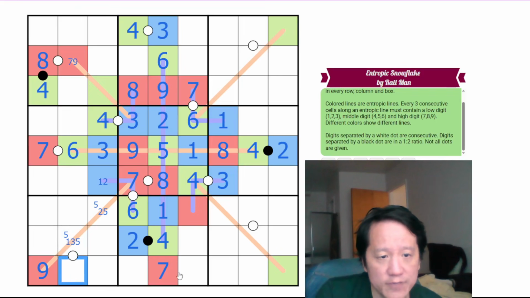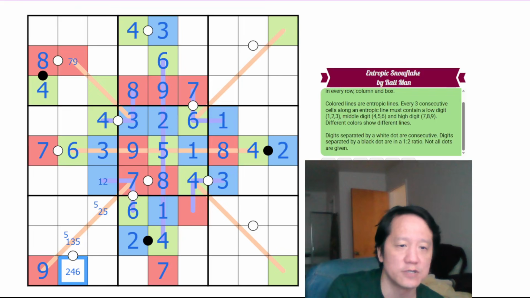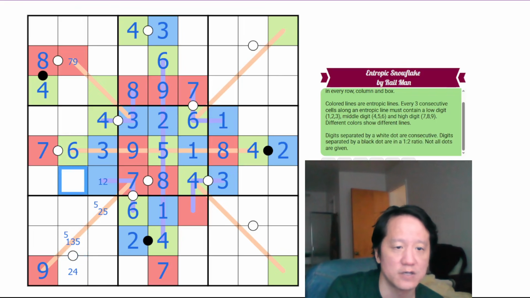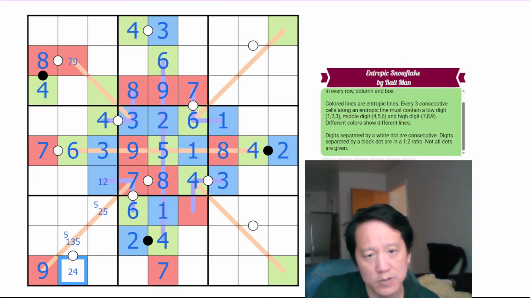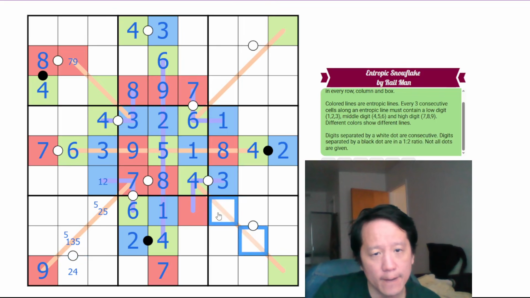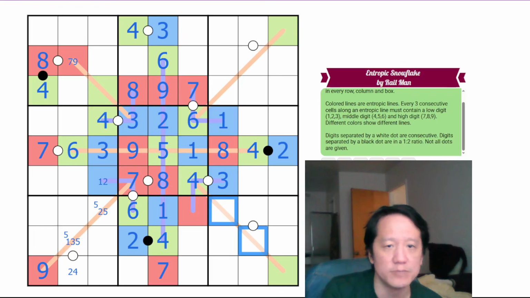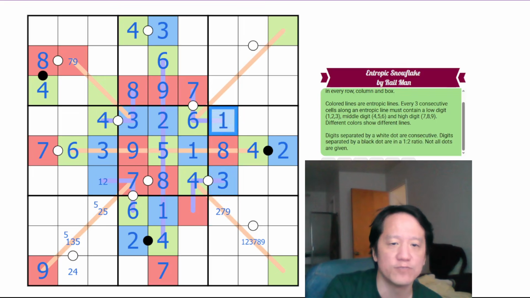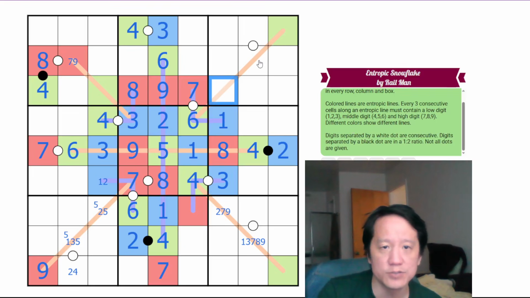This 1, 3, 5 is consecutive with 2, 4, or 6. And this cannot be 6 because of 6 in the column. So this is 2 or 4. These digits cannot be medium, so we have 1, 2, 3, 7, 8, 9. This can't be 1, 3, or 8 because of 1, 3, 8 in the column. This can't be 2 because of 2 in the row. Same with these. These are 1, 2, 3, 7, 8, 9. This cannot be high because of the 3 highs in the row.